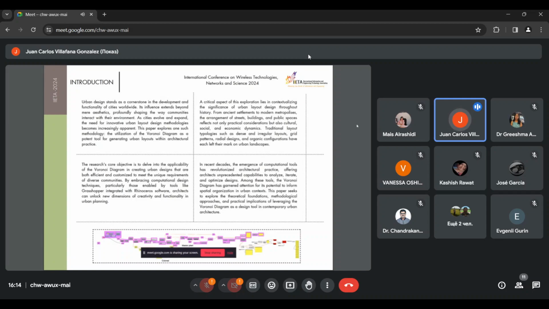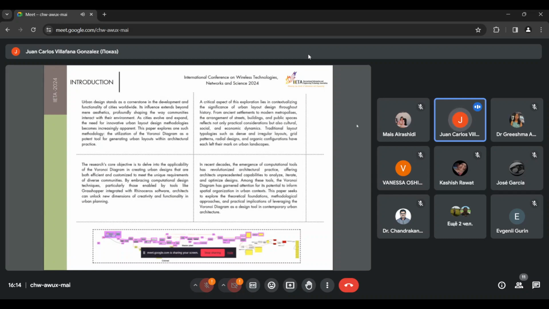As cities evolve and expand, the need for innovative urban layout design methodologies becomes increasingly apparent. This paper explores one such methodology: the utilization of Voronoi diagrams as a potent tool for generating urban layouts within architectural practice.